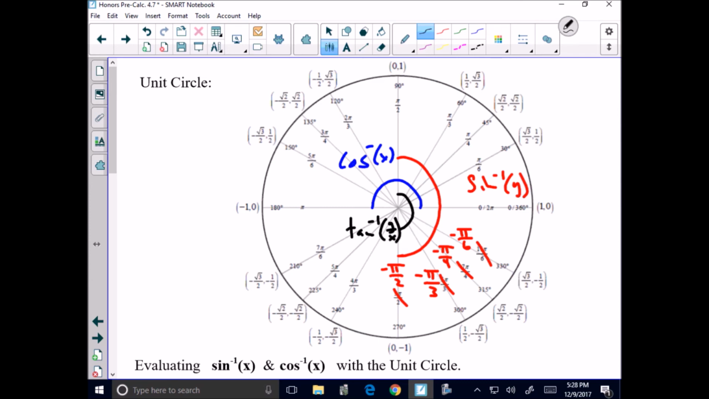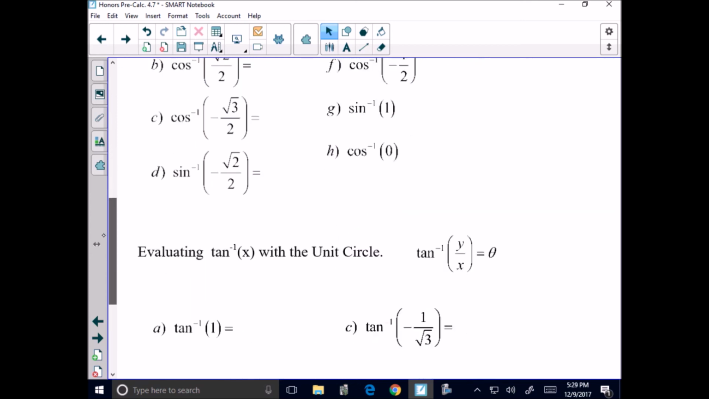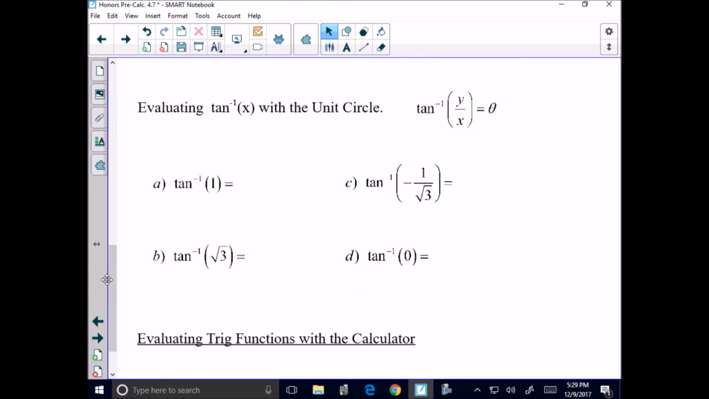So let's take a look at some of these. We've got here inverse sine and inverse cosine expressions. What I want you guys to do is to go through and use the unit circle as we've altered it to evaluate these inverse trig functions. And I want you to also go down and look at inverse tan and see if you could evaluate those on the altered unit circle we have above as well.